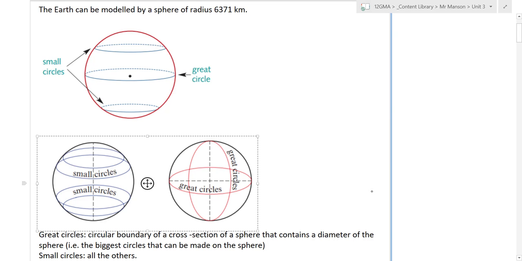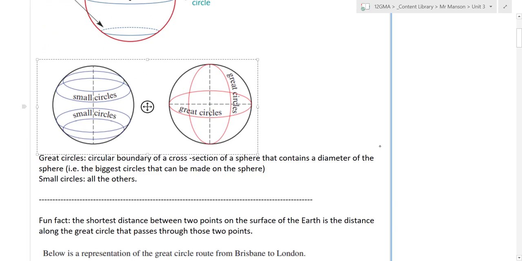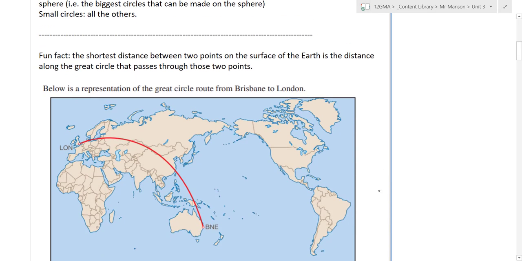That's what the plane does. And you know how when you're watching a flight and it's sort of curling, that's what a plane's doing, following the great circle.